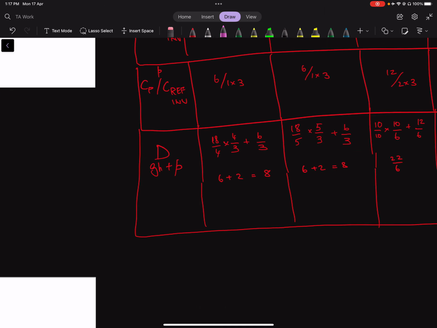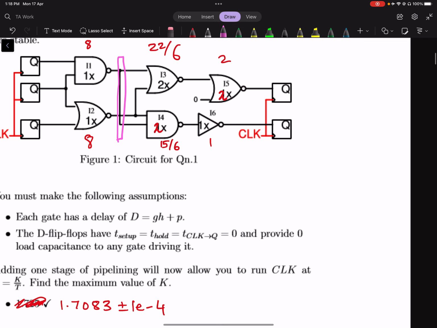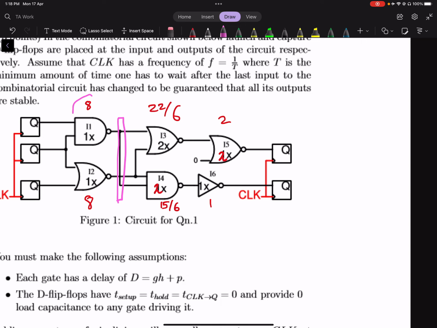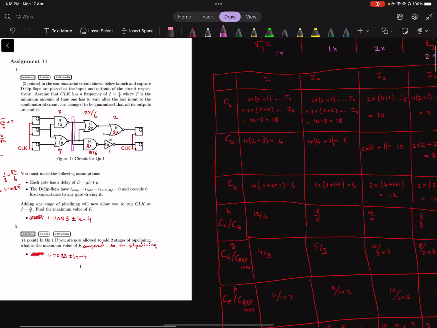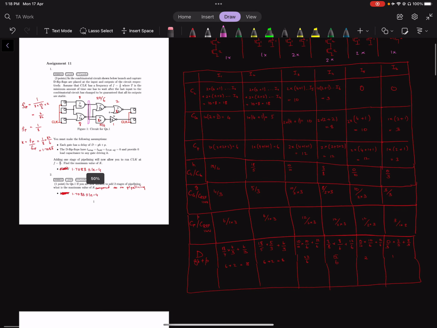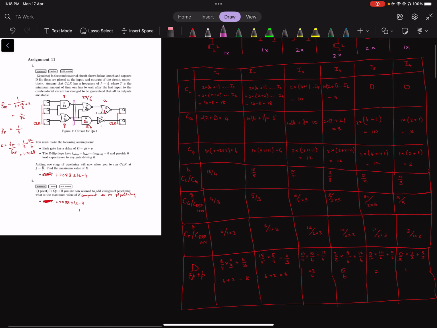And GH plus P is the delay. So it's just 18 by 4 into 4 by 3 plus 6 by 3, which you will get to be equal to 8. And I have written 8 near I1, right? And like that, I have gone ahead and calculated CL, CG, CP, H, G, P, and finally D equal to GH plus P for all the gates in this table, right?